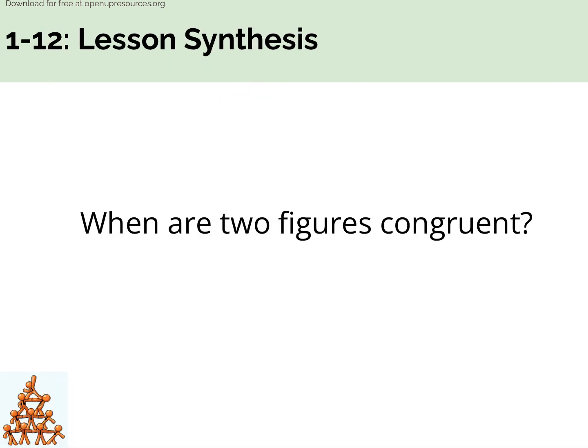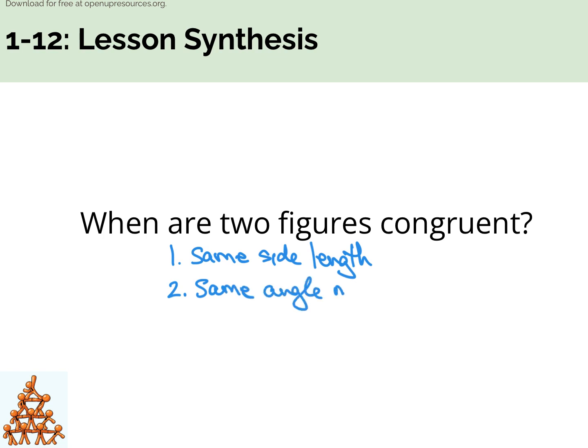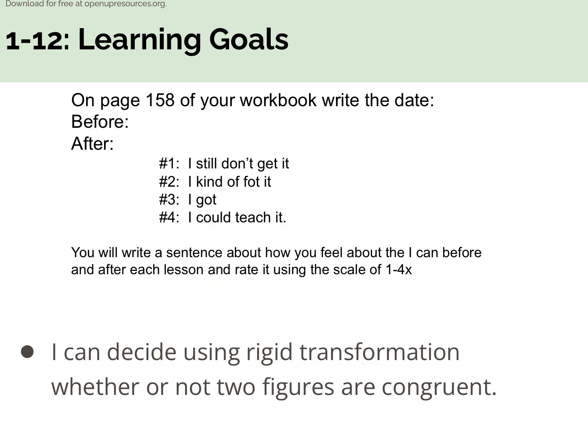So when are two figures congruent? One, they have the same side length. Number 2, they have the same angle measure. And number 3, we have the same shape. These are the three things we're looking at for something to be congruent: the same side length, same angle measure, and same shape. Let's go back to page 158 and look at the I can statement again. I can decide using rigid transformation whether or not two figures are congruent.